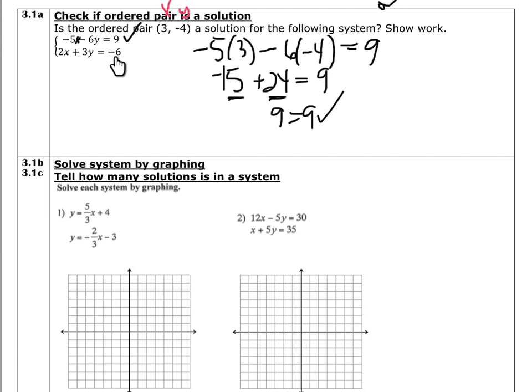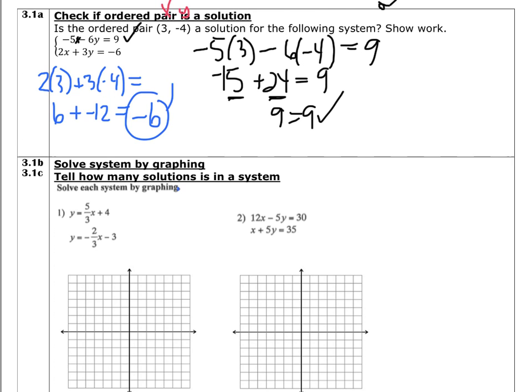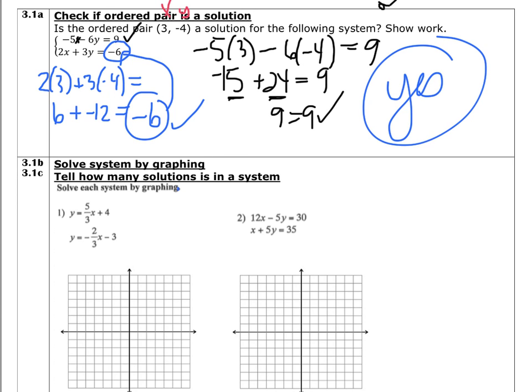So now we have to try the second one. So let's go ahead and put in 2 times 3 plus 3 times -4. And I'm just going to see what this one equals. So that's going to be 6 plus -12. 6 plus -12 is -6. And it says here that it should equal -6, so it does work. So the math supports it. Don't forget to answer the question. Yes, this is a solution.